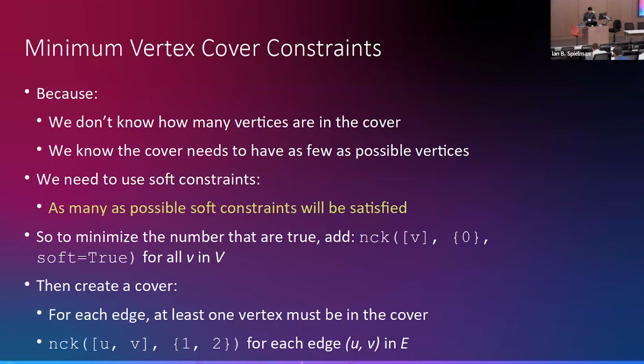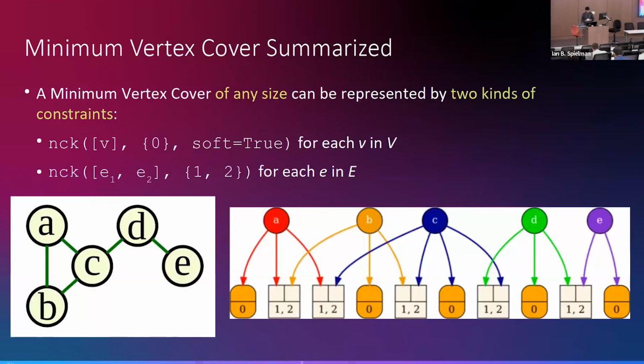And then we create a cover, not the minimum cover, just a cover. And for a cover, this is the hard constraint that we have: for any pair of vertices U and V, either one or both of them must be shared for each edge in the graph. So this is the summary of our approach. We have the hard constraint that each edge must have either one or both of the vertices that it shares, and the absence of a vertex is desirable as a soft constraint.